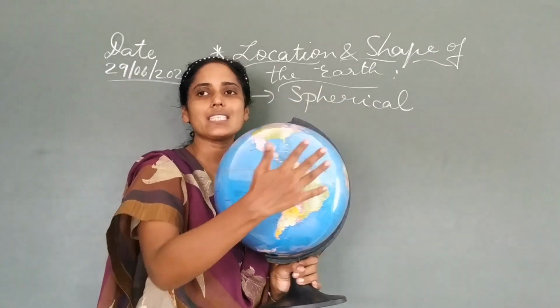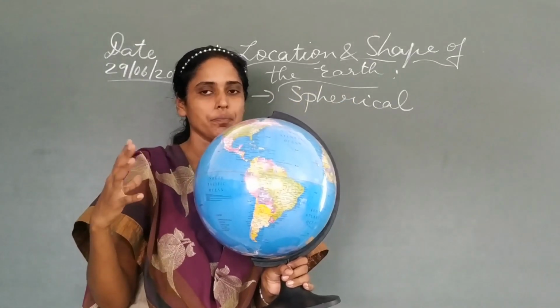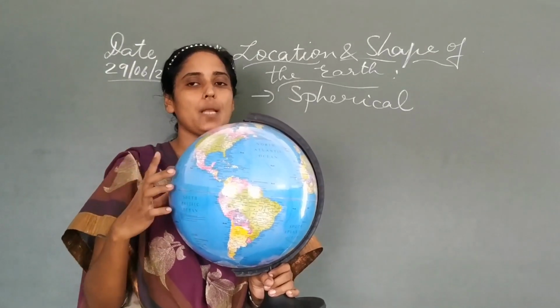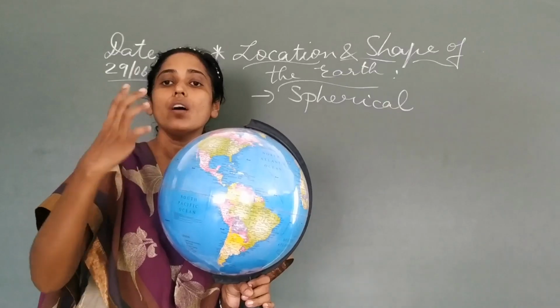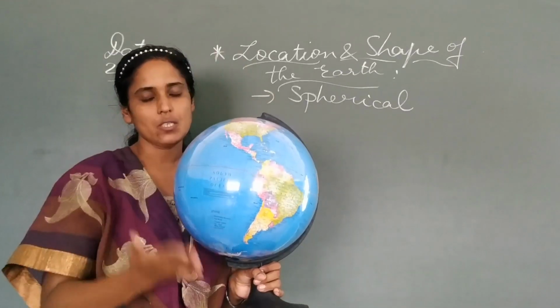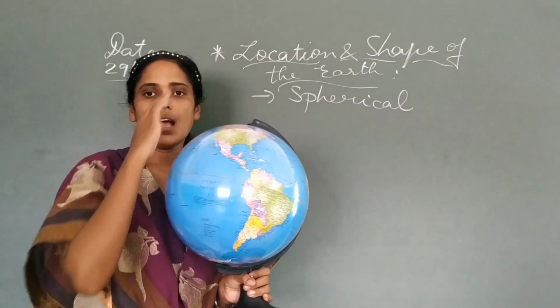But here at the sides it is elongated. See, it is enlarged. So that is known as a spherical shape, or it looks like a sphere. So the earth, on which we live, is like a sphere. At the poles, north pole and south pole, it is flat, and at the sides it is elongated, enlarged.